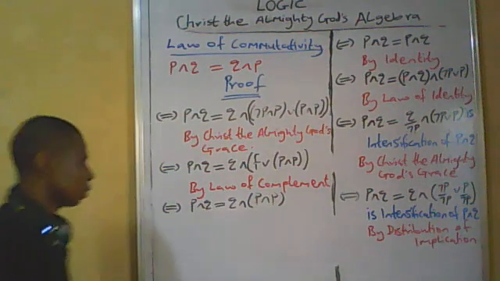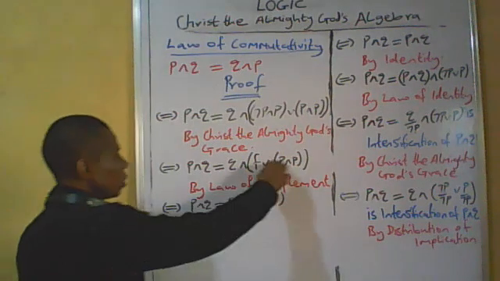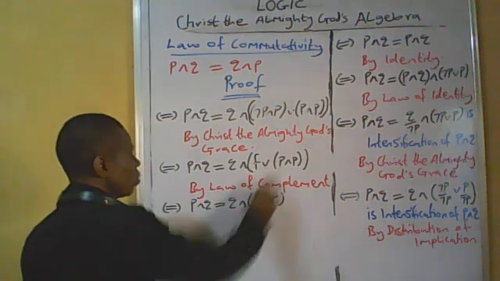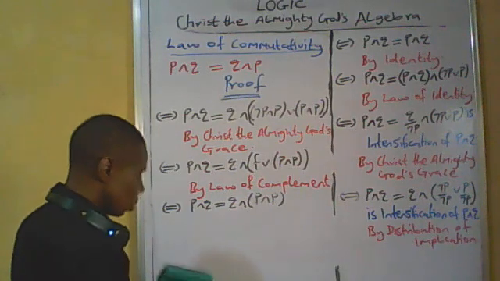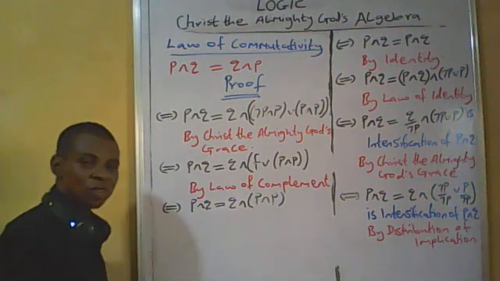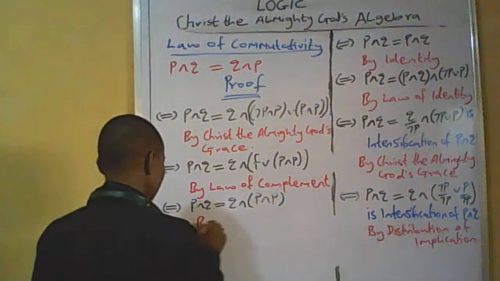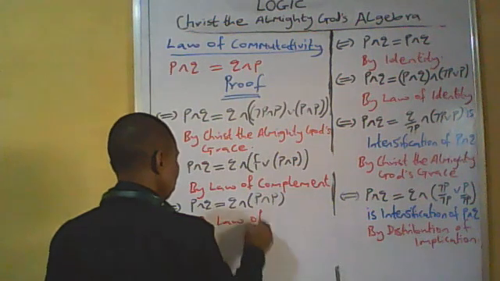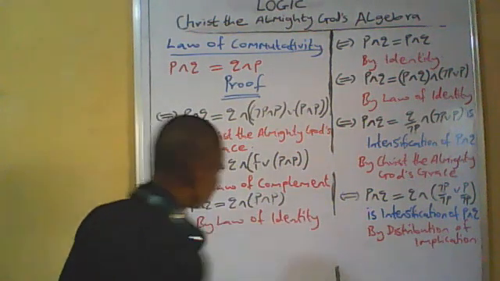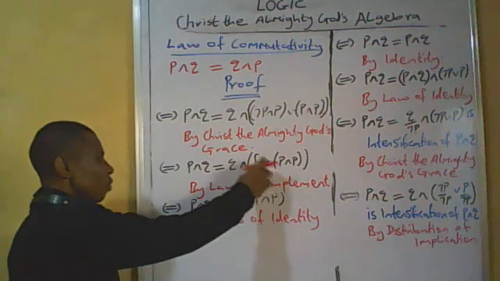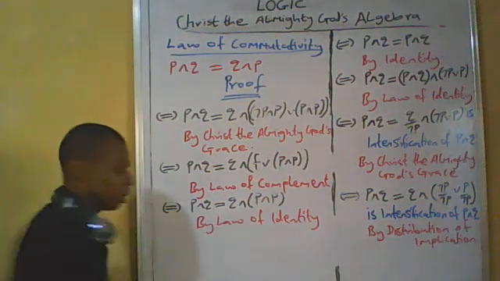P and P is P and P. So by law of identity, justified by law of identity. It's by law of identity to take this bracket P and P with P and P.